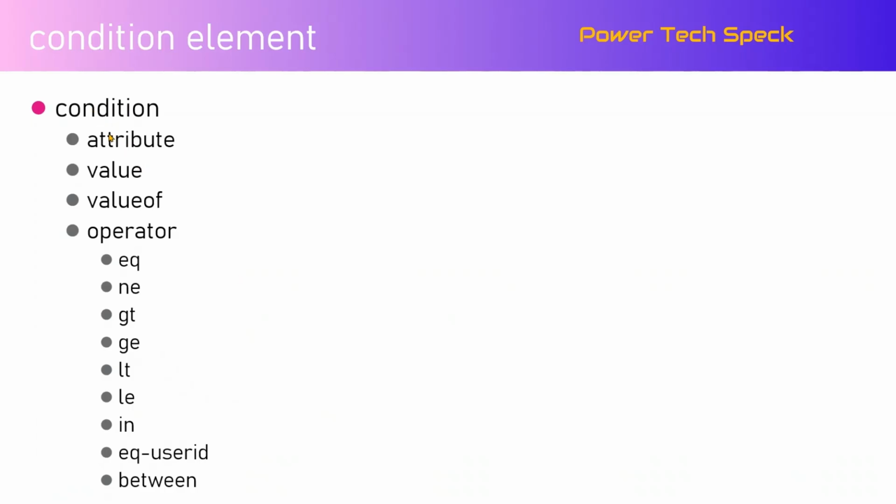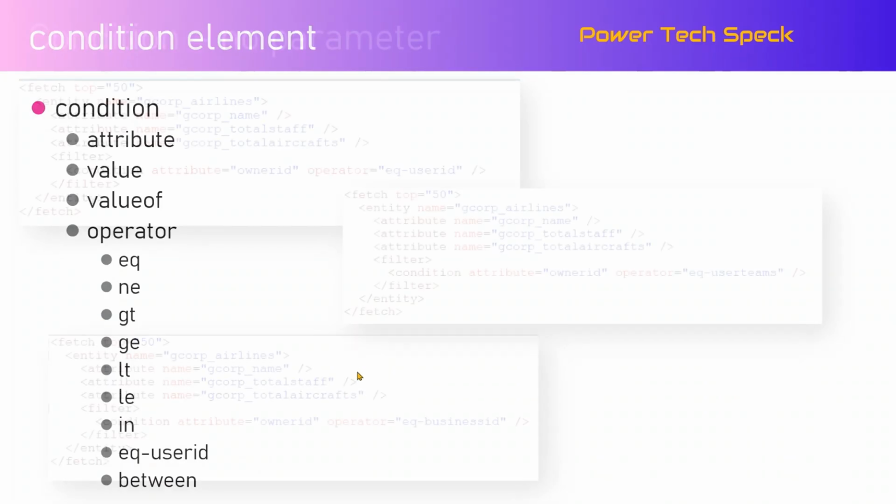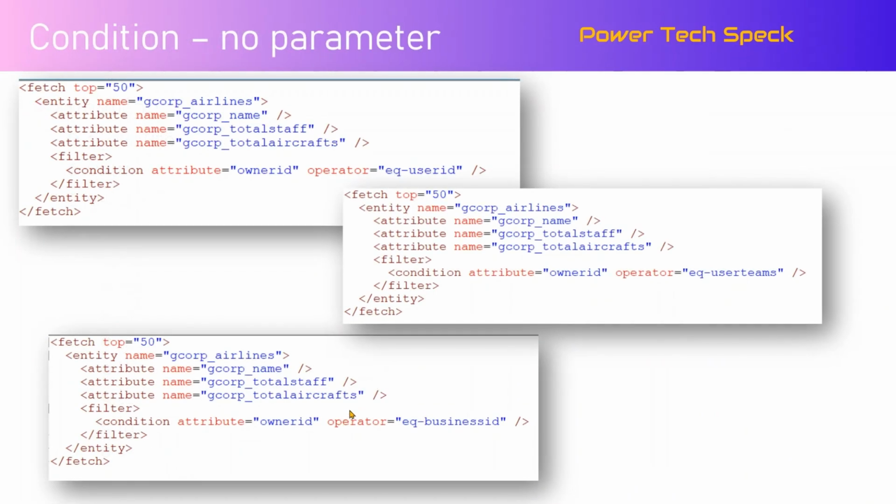Under condition, you have an attribute, a value, and an operator, and the operator can be of different types, like equal, not equal, greater than or equal, less than or equal, in. There are various operators which you can find. Now, there are conditions with no parameter.